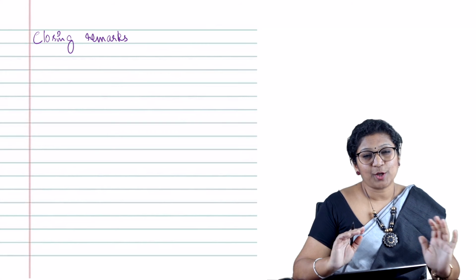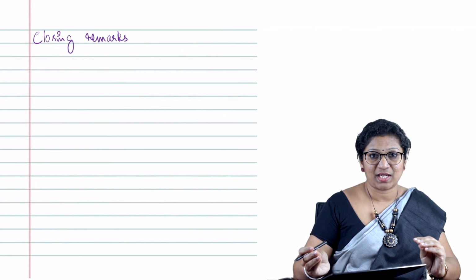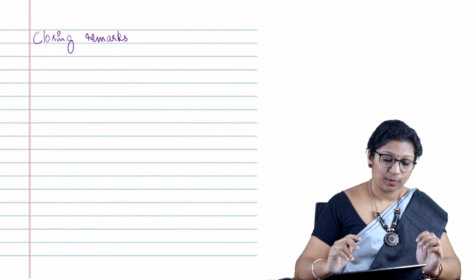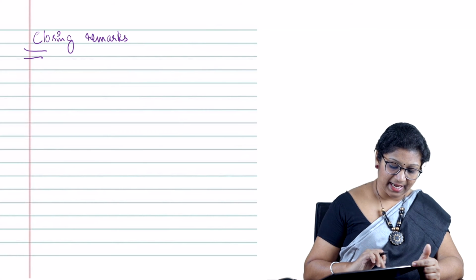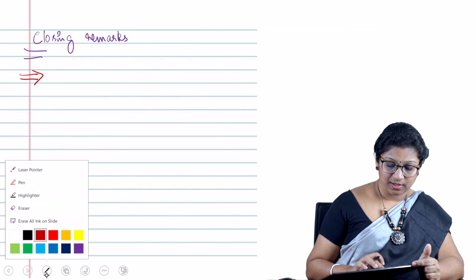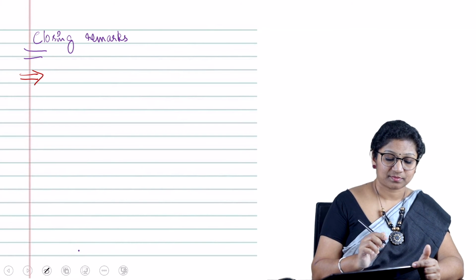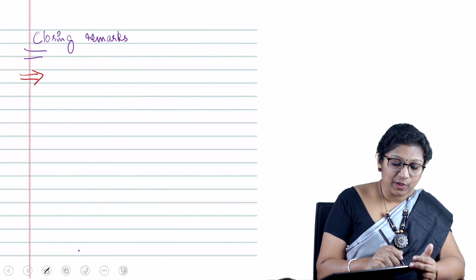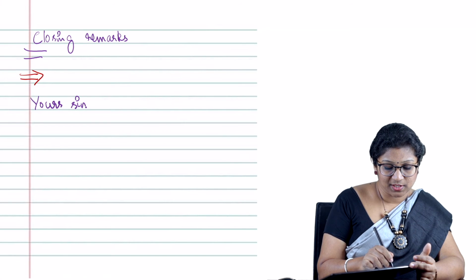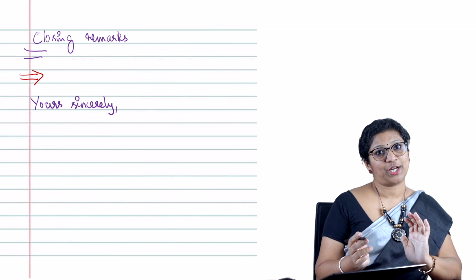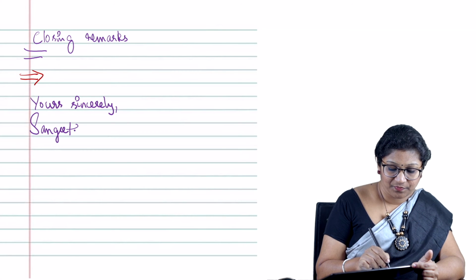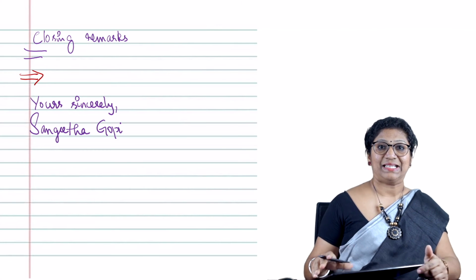In this case, it would be something like looking forward to a favorable response from your end, or I hope to get a sanction regarding my leave request soon. Okay, so in a couple of sentences, then again you need to leave a line blank, and then you close your letter. How do you close your letter? Here, because it's a semi-formal letter, we always close it as yours sincerely, comma, and you write your full name. Okay, so here I'm writing my full name, Sangeeta Gopi. Yours sincerely, Sangeeta Gopi.